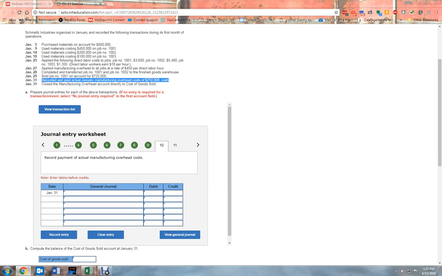So when you sell an item, you're going to have two entries. First, you're going to record the sale, and then second, you're going to record cost of goods sold and moving those costs around.